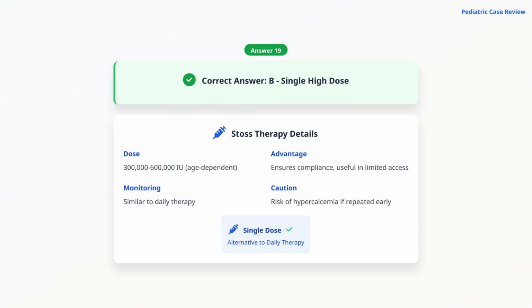STOSS therapy involves administering 300,000 to 600,000 international units as a single intramuscular or oral dose, depending on age. This approach ensures compliance and is useful in settings with limited healthcare access. Monitoring requirements are similar to daily therapy. However, repeat dosing too early risks vitamin D toxicity and hypercalcemia.